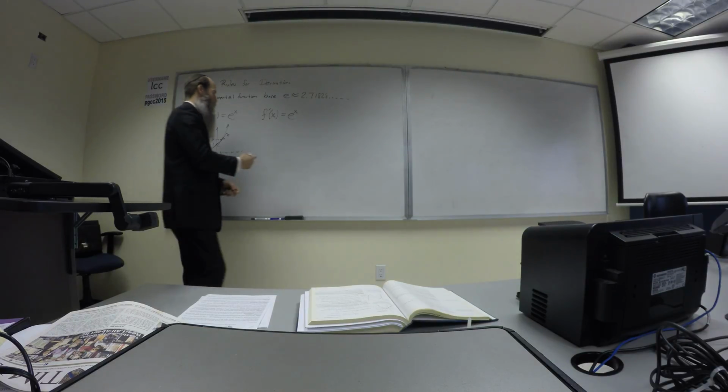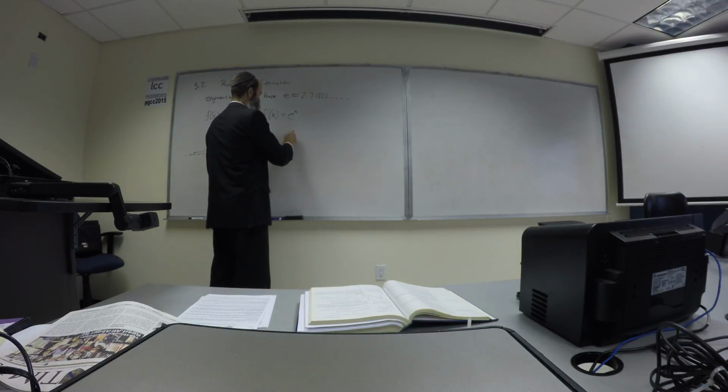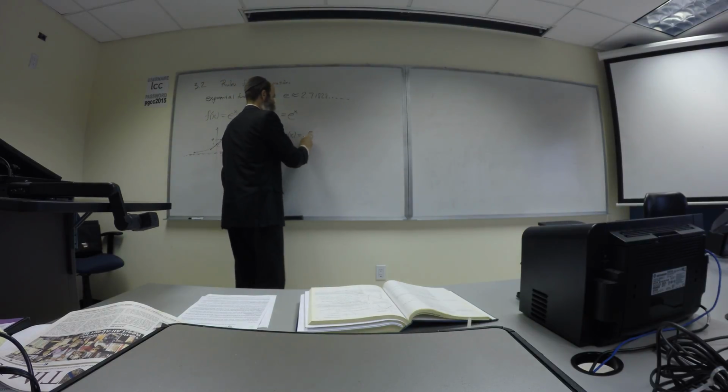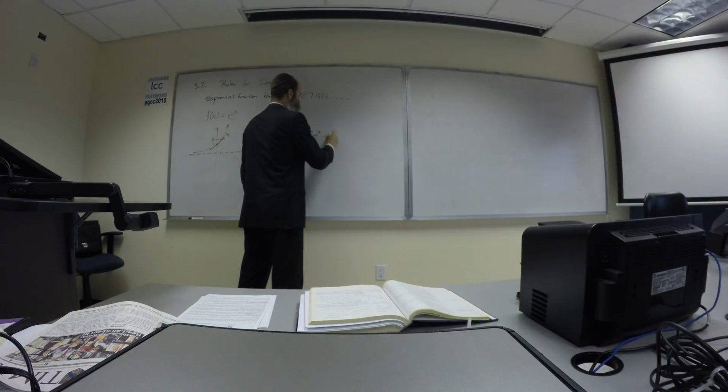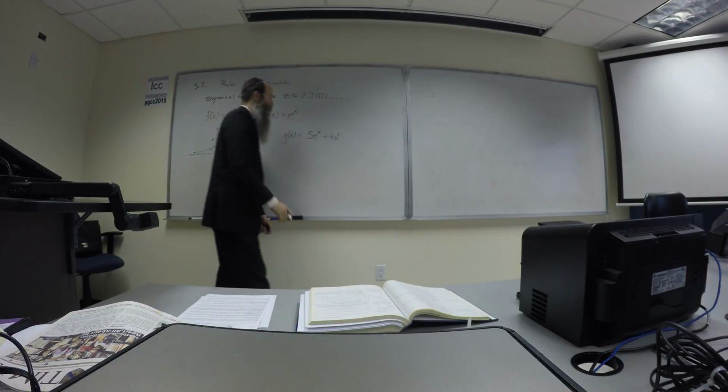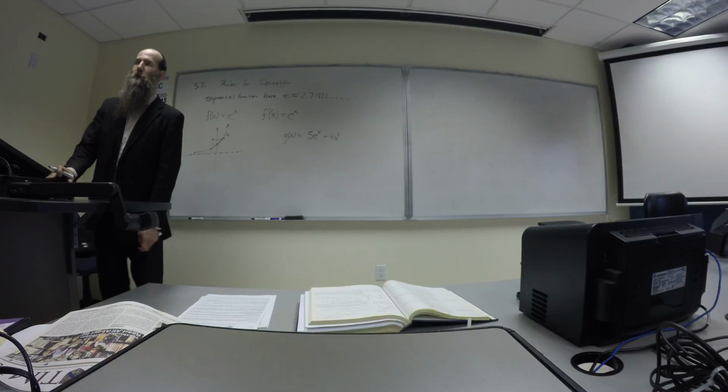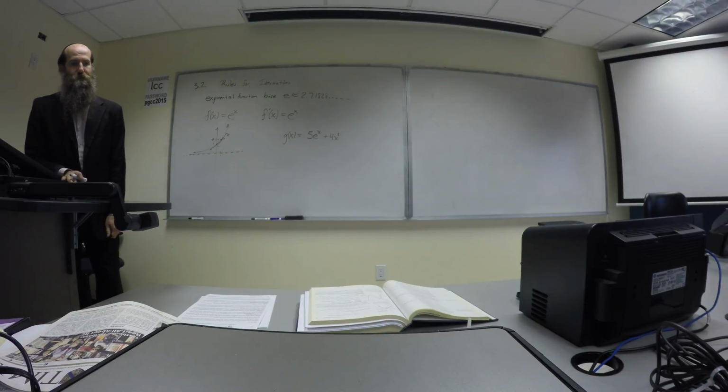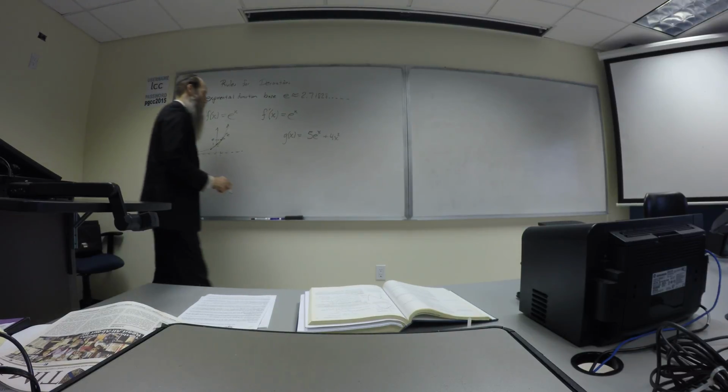So now let's say you have a function like g of x equals 5e to the x plus 4x squared. Right? Some combination of polynomials and exponentials, which are the only things we know how to deal with at this moment, until the next few sections. So you want to take the derivative. I want to know the derivative of this crazy looking thing.